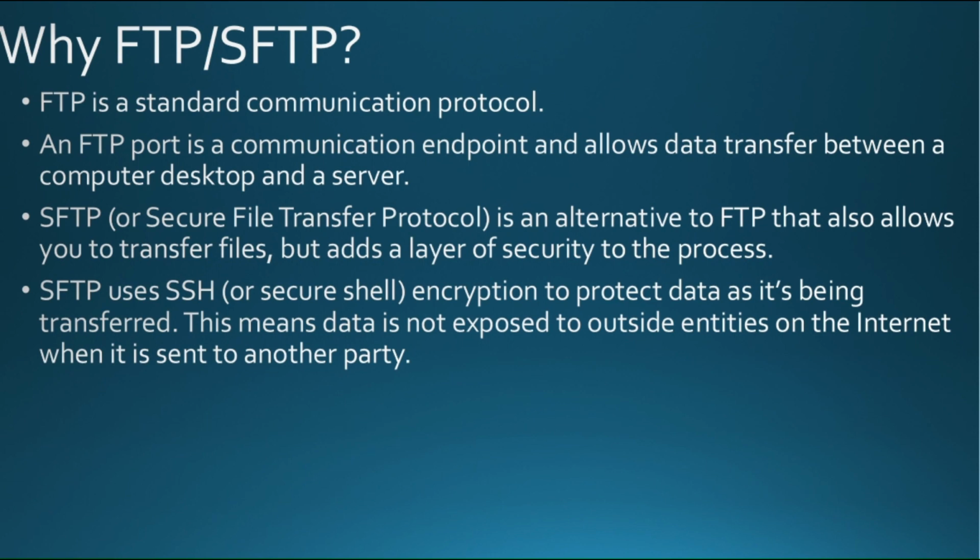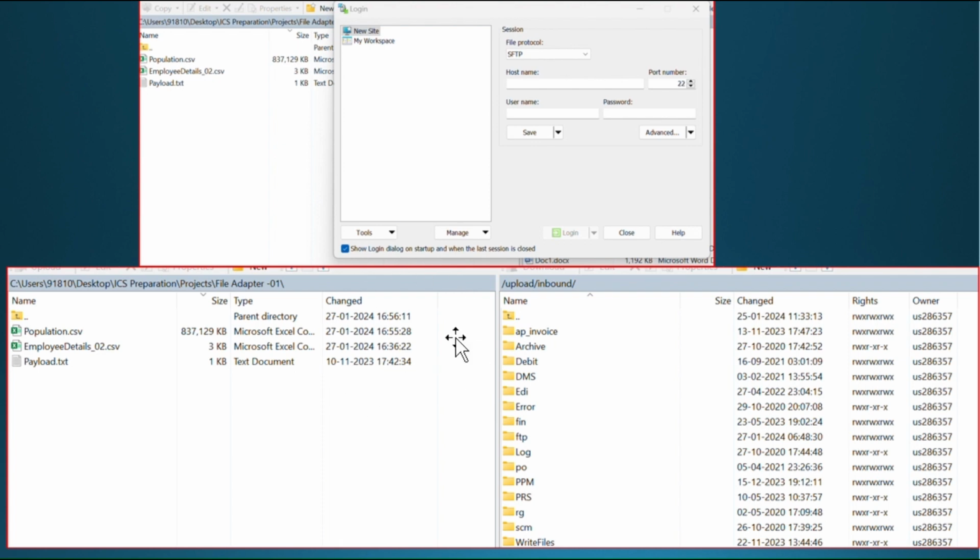As you know, FTP is a standard communication protocol. An FTP port is a communication endpoint that allows data transfer between a computer desktop and a server. So if you are working on any EBS related projects, whenever you want to place a file in the server, you have to connect through WinSCP or PuTTY. You can use any third party tools, right?